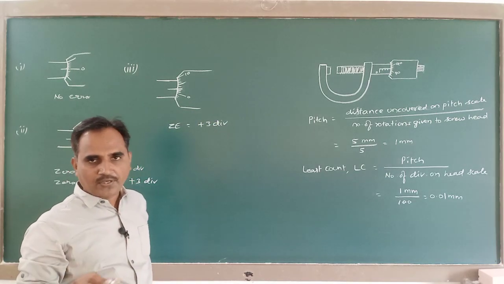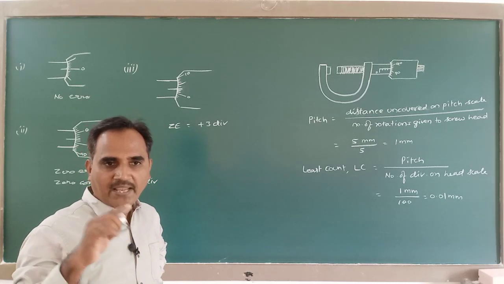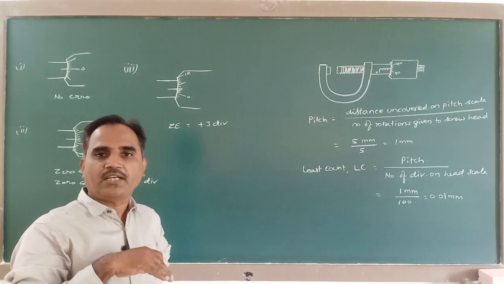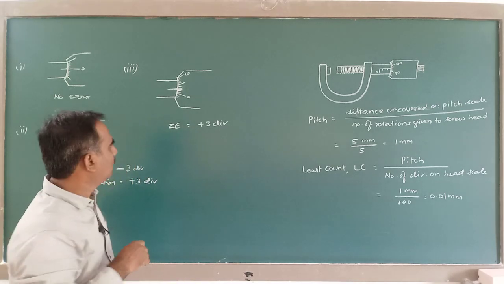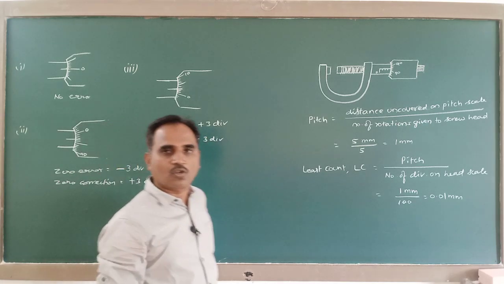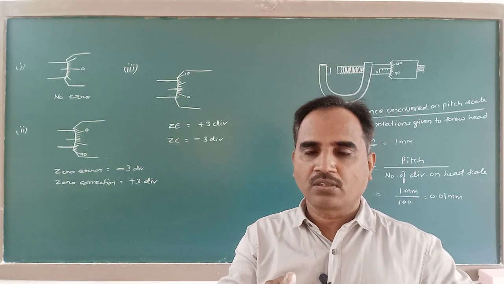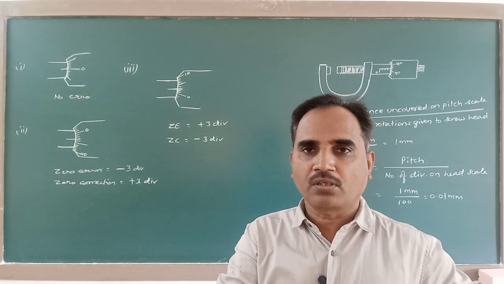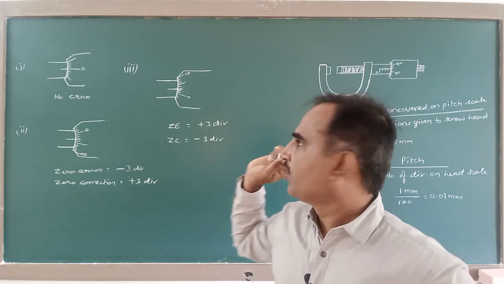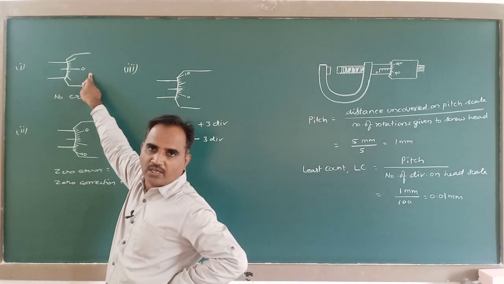So 0 error is plus 3 division means if you take a measurement with such an instrument, that measurement will be excess by 3 division. So in order to get the correct measurement, these 3 divisions are to be subtracted. Hence, 0 correction must be minus 3 division. So like this, before using a screw gauge, first you have to find pitch, least count and then 0 error. This is the case when we say there is no 0 error. 0 error is 0.